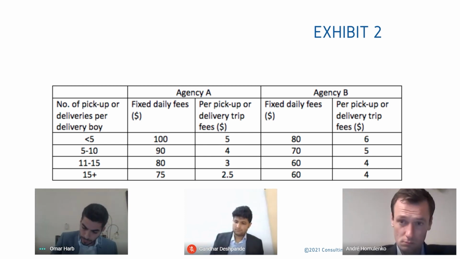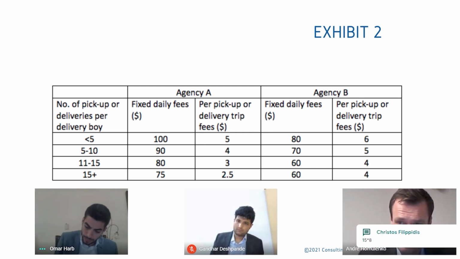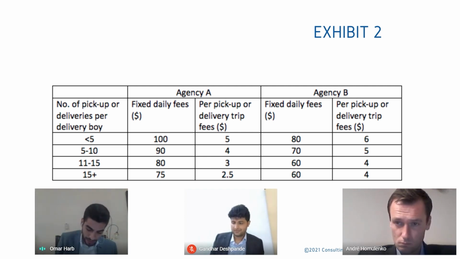I think just the same math as Omar, but for me, the calculation is coming to 798 for agency B. So you'd go for agency B, which is 798, as opposed to agency A, which is 840. I think Omar got everything right. It's just that he mixed the two up.